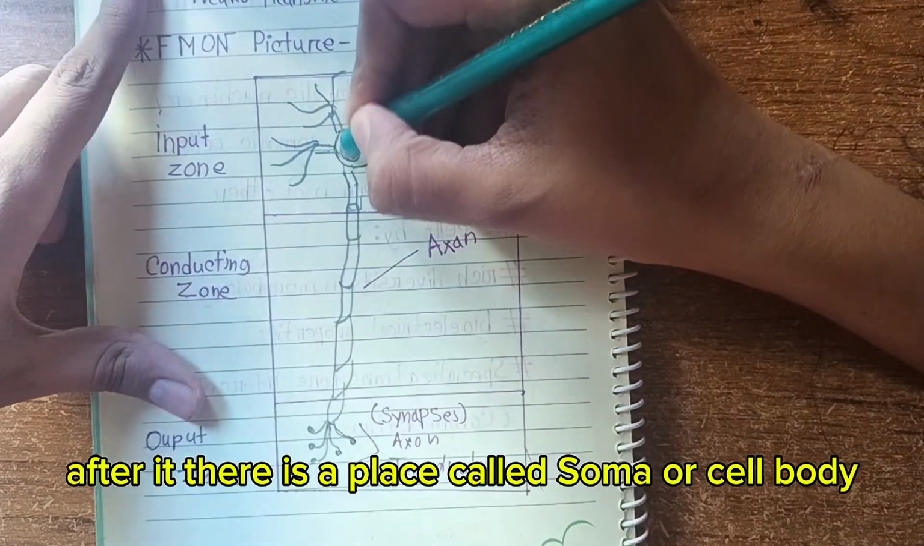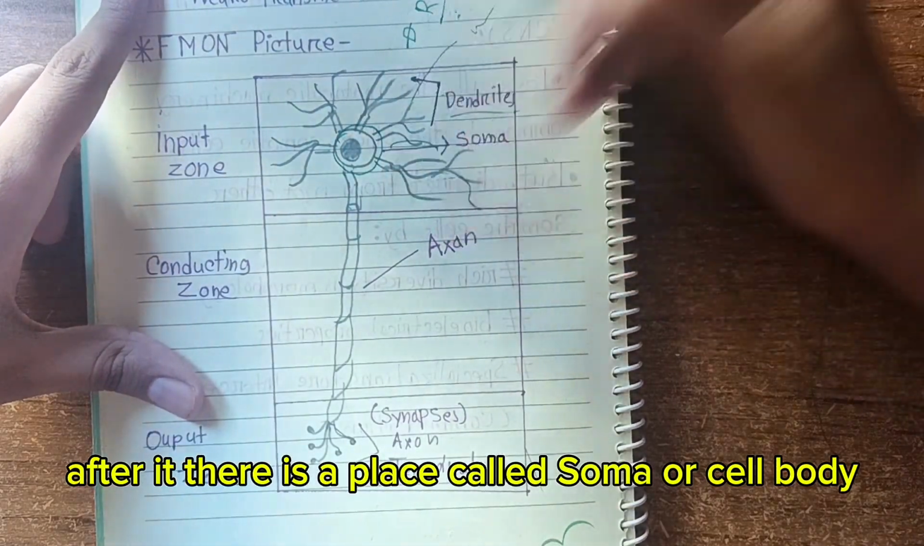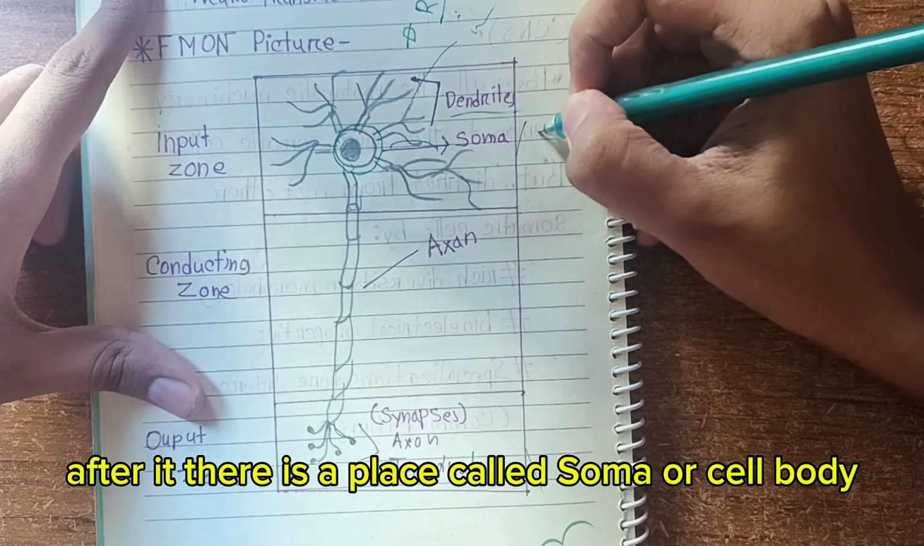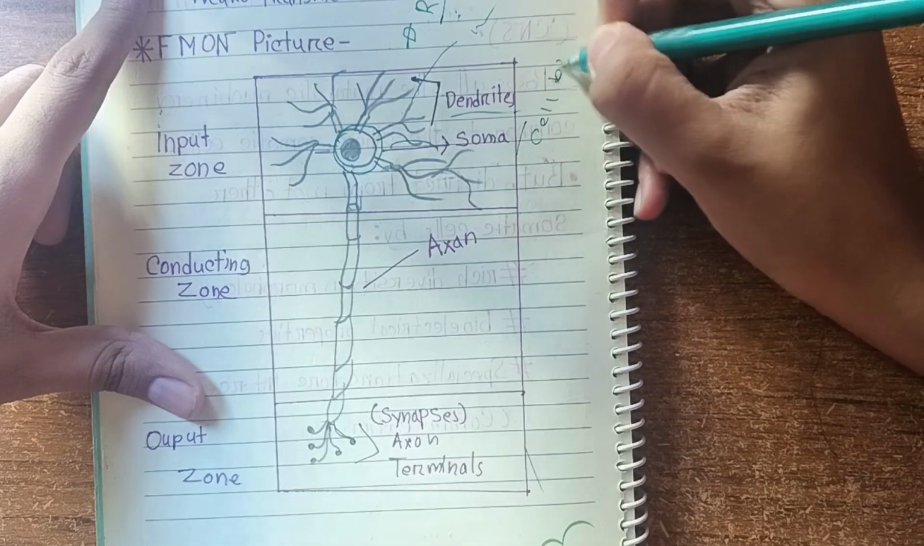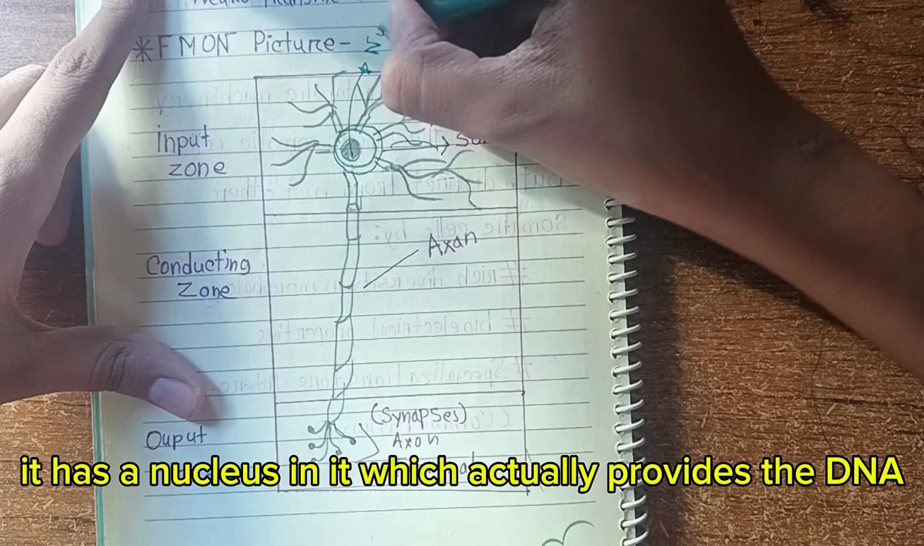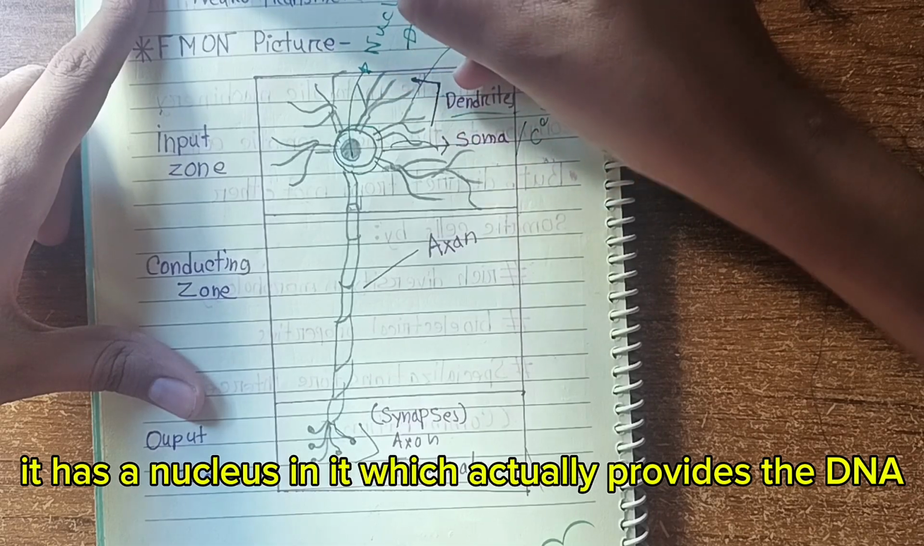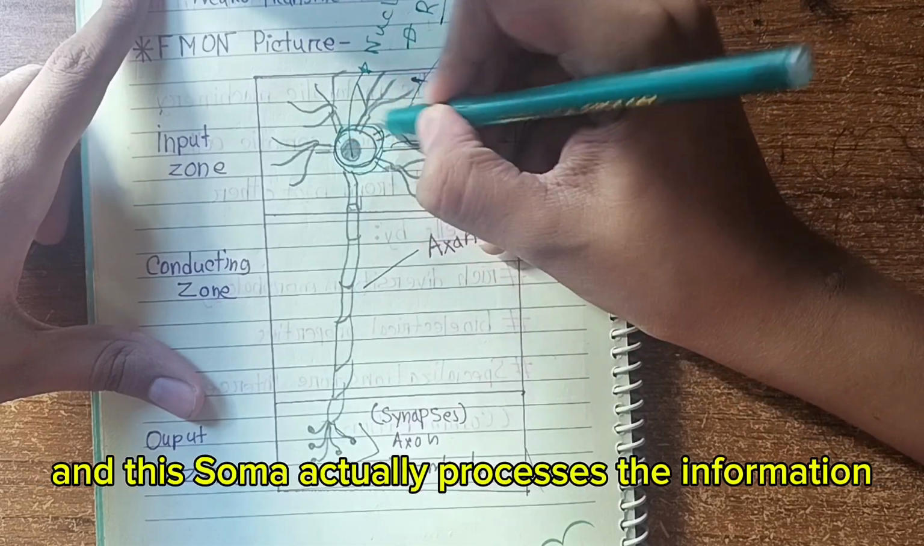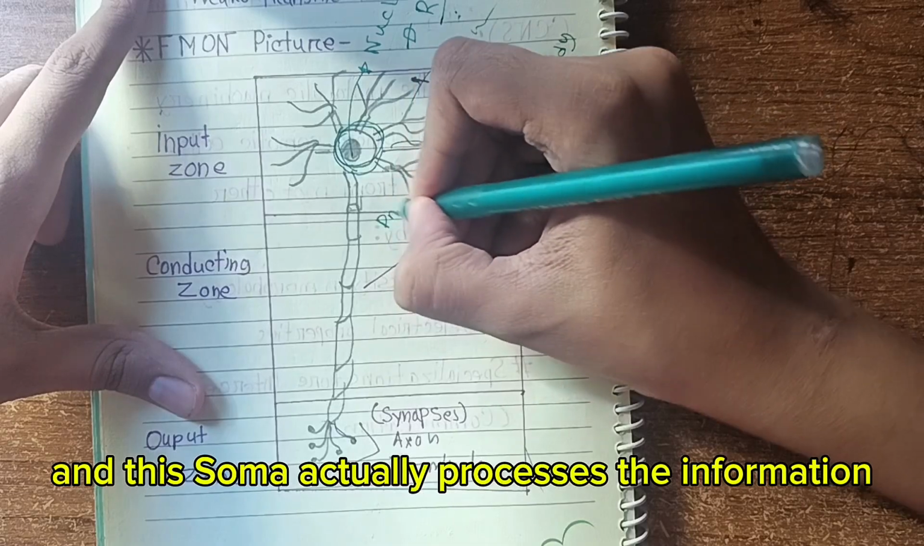After it, there is a place called the soma, or cell body. It has a nucleus in it, which actually provides the DNA, and this soma actually processes the information.